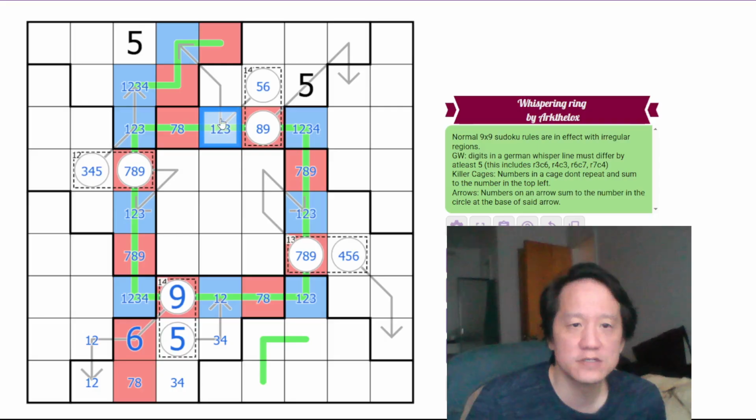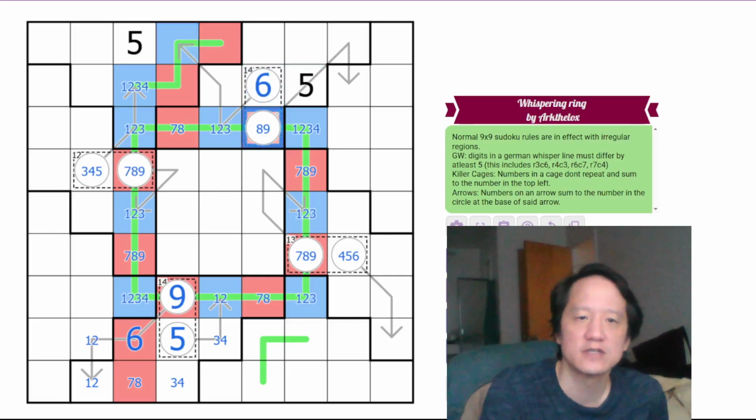This is at least 5. So what's the minimum, what's the maximum this could be? Oh wait, this 5 eliminates 5 here, so this can't be 5. It's 6, which makes this 6 and 8 to add up to 14. That 8 eliminates 8 here, so this is 7.